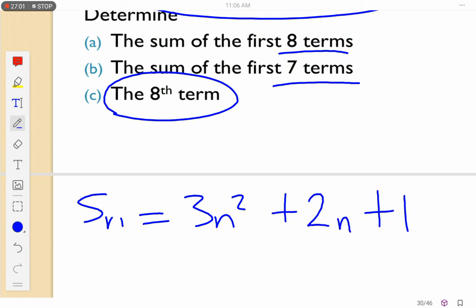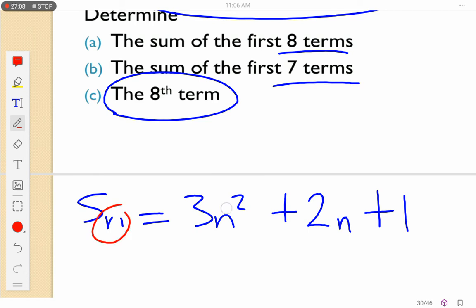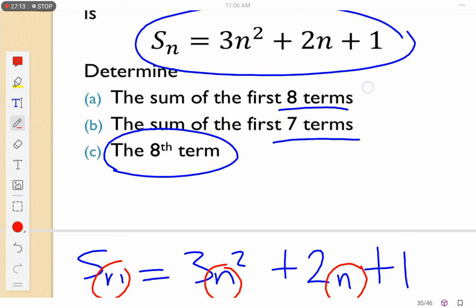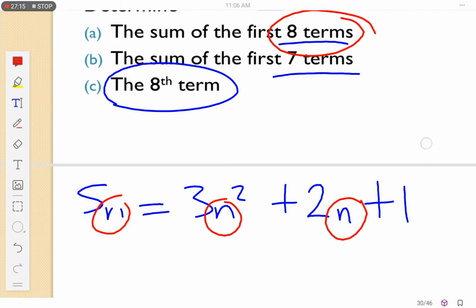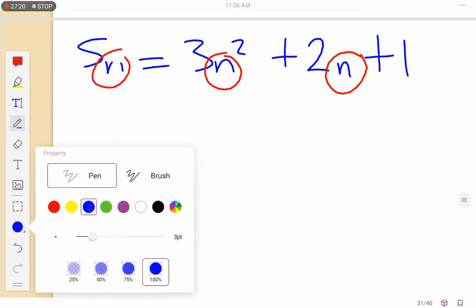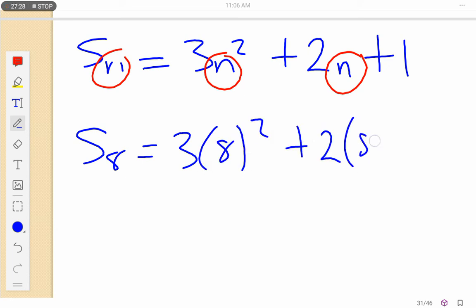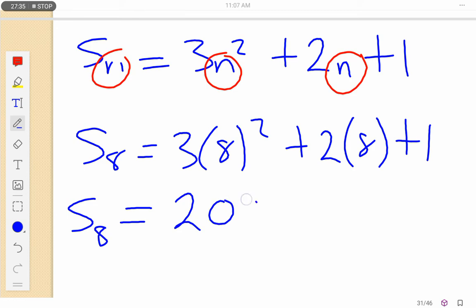Our n in this case is 8, so we are going to substitute. For every n, we are putting the 8 that we had in the question there. So putting our 8, we will have the summation of 8 terms is equal to 3 by 8 squared plus 2 by 8 plus 1. Simplifying this, you can find the summation of 8 terms to be 209.